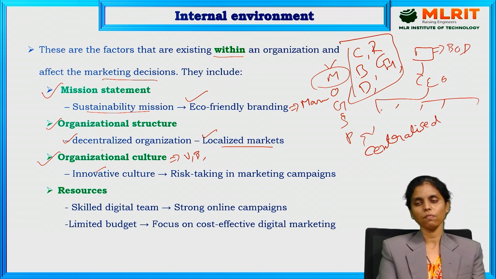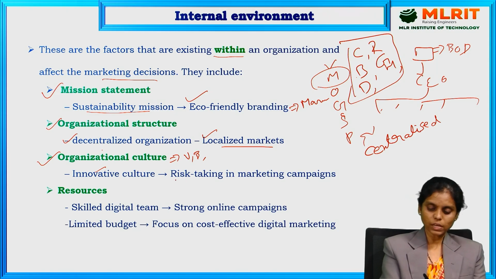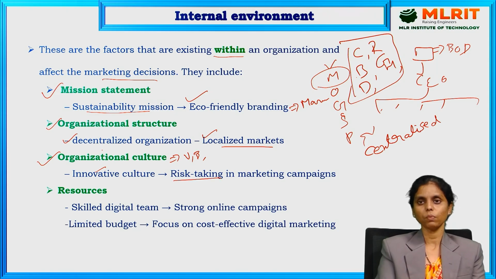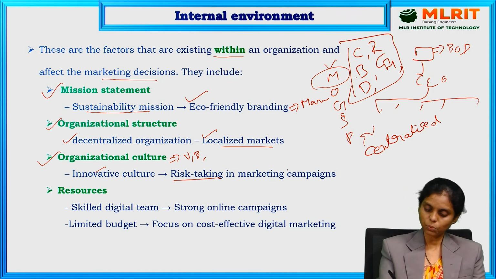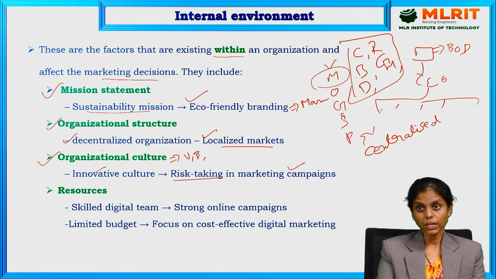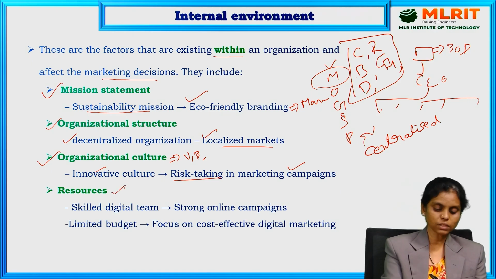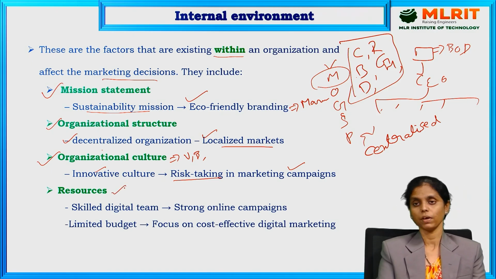In such types of organizations, what happens? The employees are empowered enough. In those cases, risk taking will be very high. The employees are able to conduct more and more effective campaigns because they know how to manage the risk. And the last one that we have is the various resources of an organization.